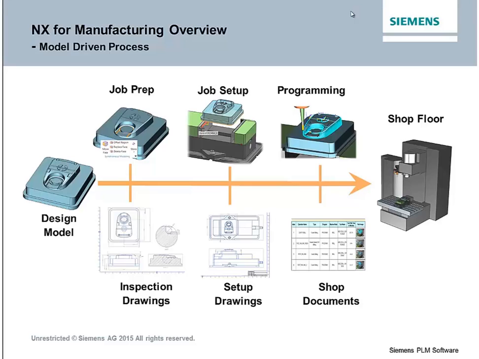Then on to programming, and all while this is going on in parallel, you can have someone else working on your in-process drawings or your inspection drawings. They could also be doing the setup drawings after we reach that phase, and the shop documentation and tooling requirements, along with operating procedures, maybe even CMM. And then, of course, the execution out to the shop floor by posting NC and DNC.